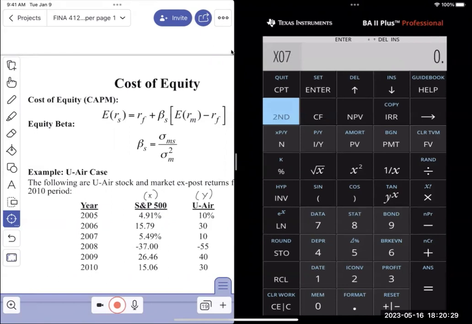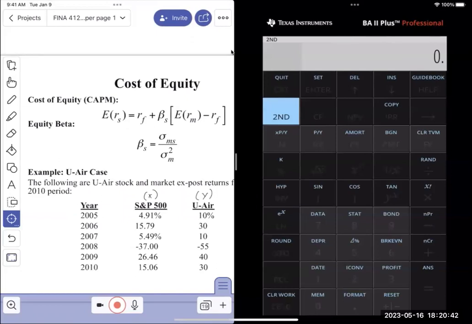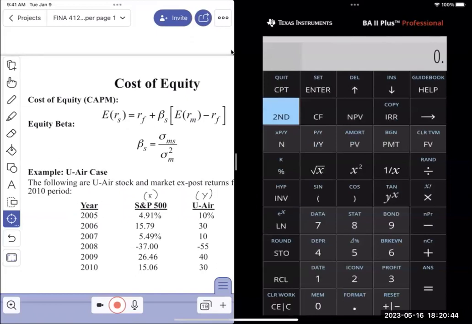Oops. Second, I think I screwed that up. Let me see that again. What did I do? Okay. Did I clear everything? Oh my goodness. Anyway, I think I cleared everything out by accident. So anyway, what do you get?